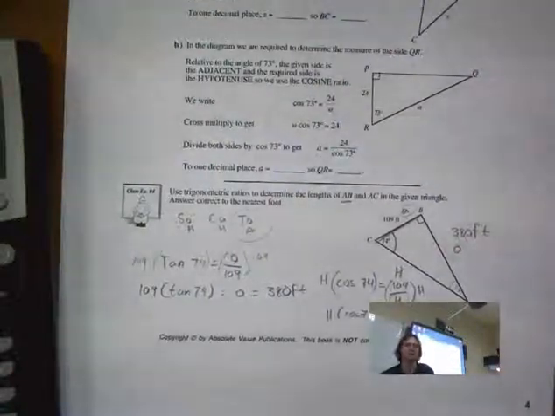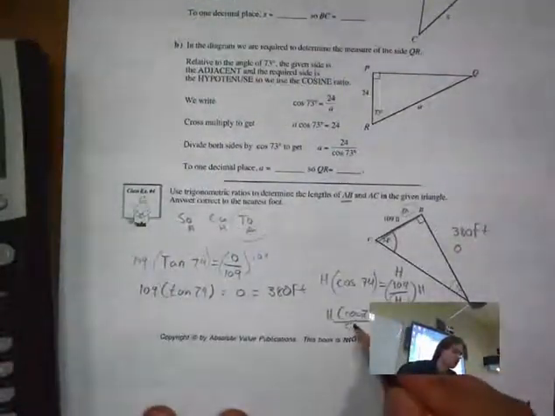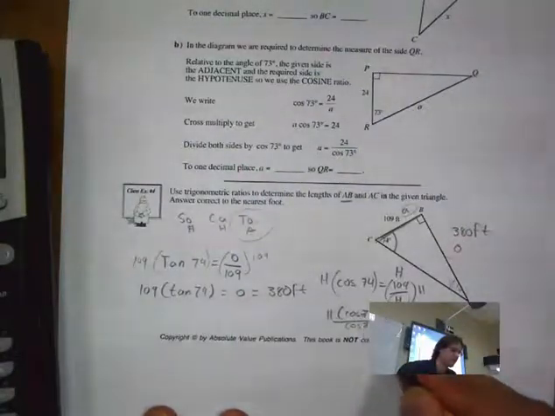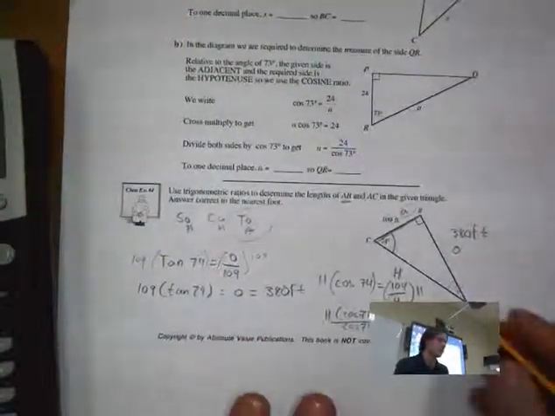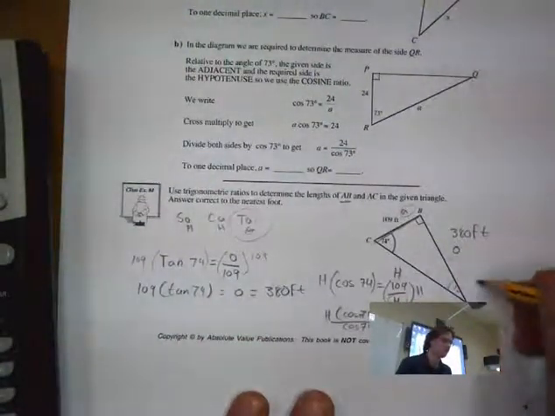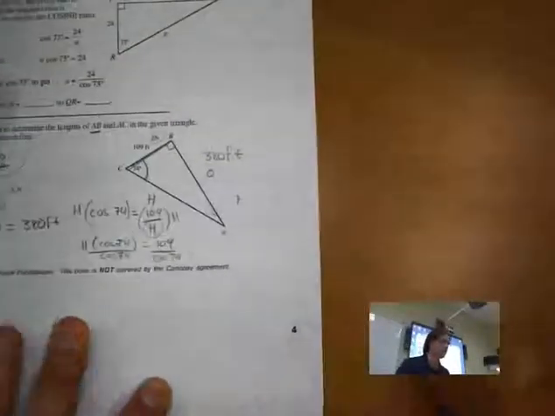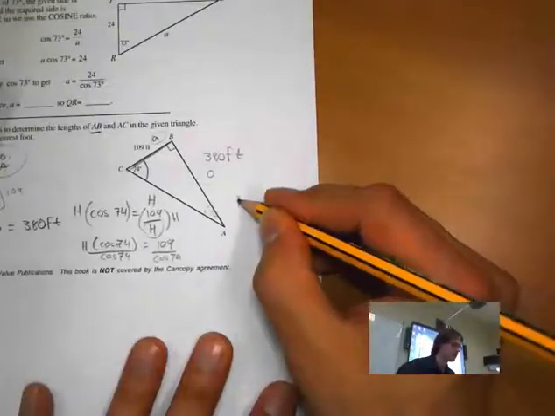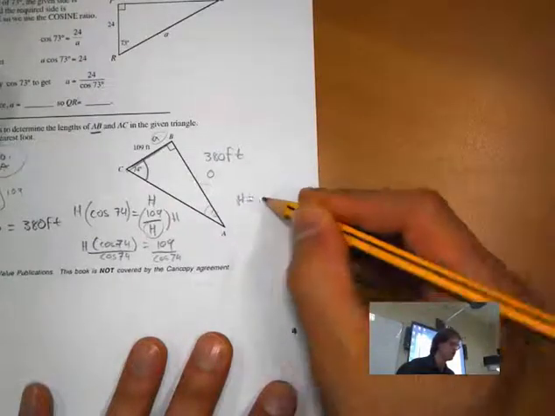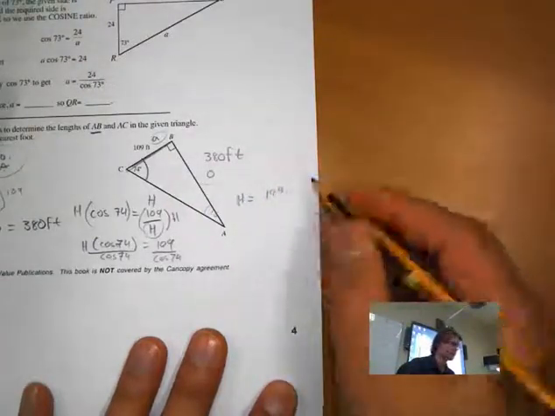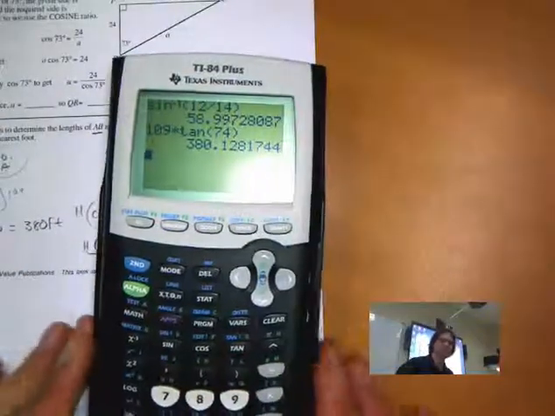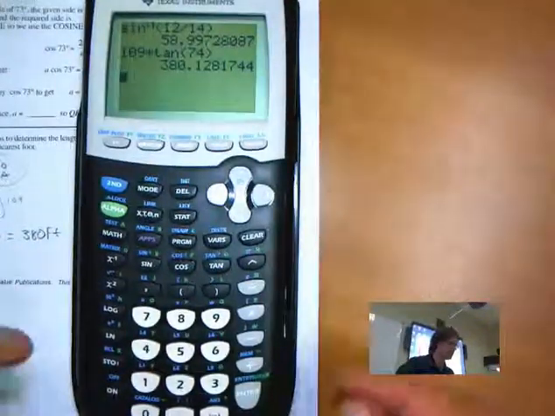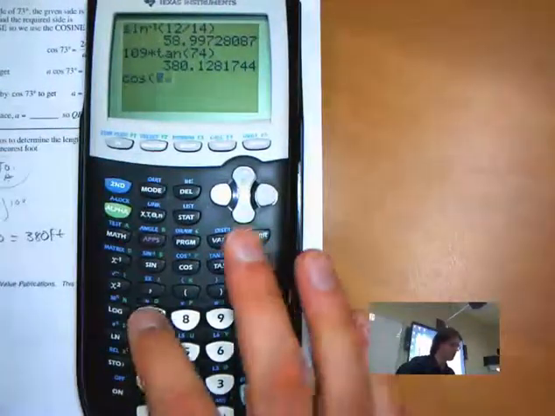So now we're going to isolate h. So I divide both sides by cosine of 74. Okay? Now, we end up getting, right here, divide both sides by cosine 74. So we end up getting the hypotenuse is equal to 109 divided by, so let's try that in my calculator. So I'm going to go first here and push cosine 74. So I'm going to go cos 74, enter.